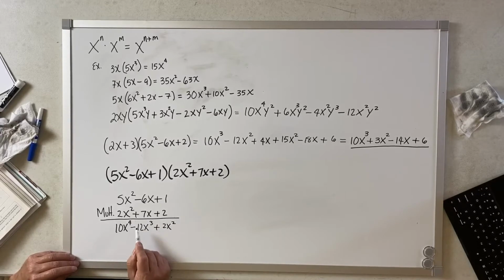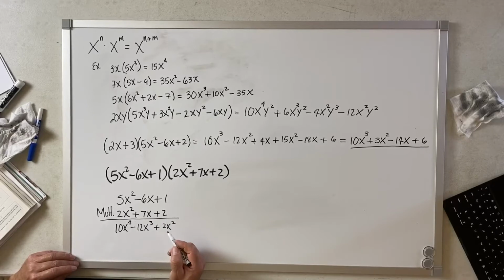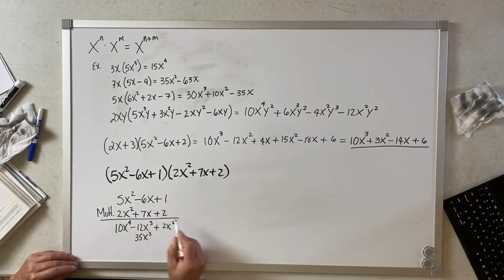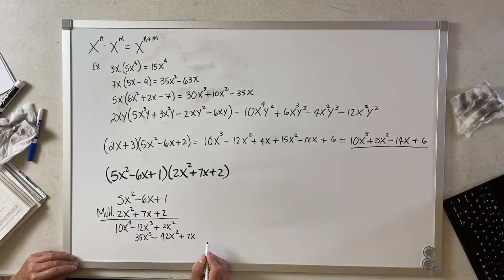Now comes the 7x. 7x times 5x squared is going to be 35x cubed. 7x times negative 6x is going to be minus 42x squared. And then 7x times 1 is going to be plus 7x.